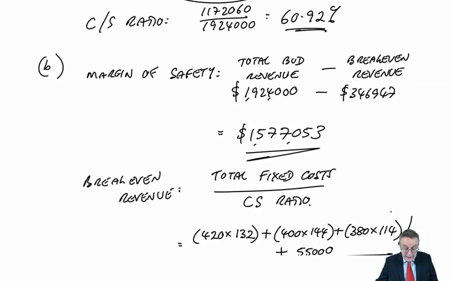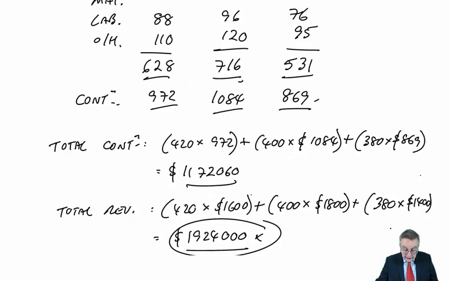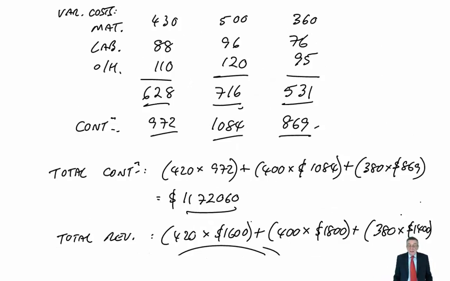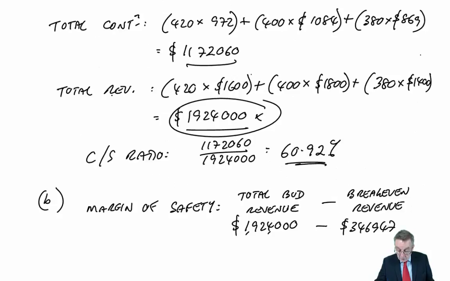And I think we've done it. Did we not work out earlier that on the budgeted sales, we worked out contribution, not costs. Anyway, I can do it. It won't take a moment. But help me. The variable cost, 628, 716 and 531.